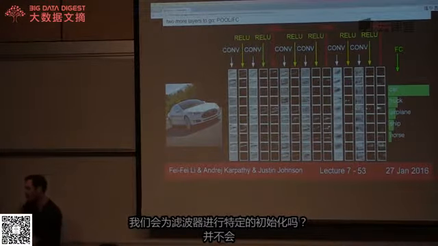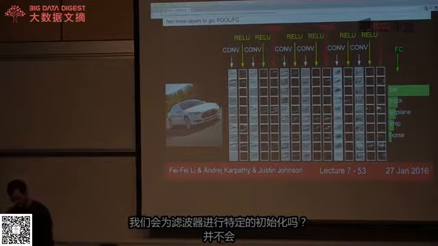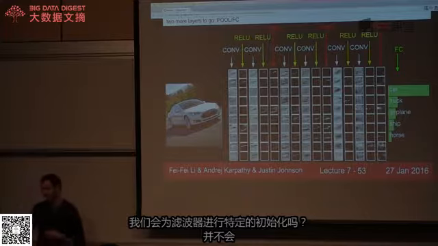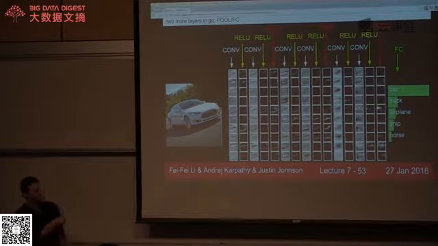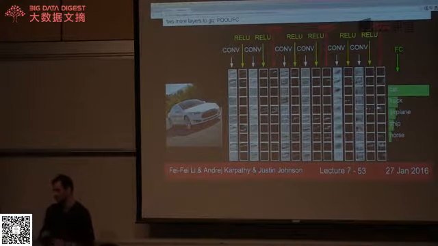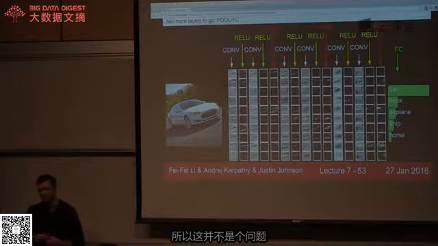Go ahead. Does it make sense to initialize filters with known kernels, like edge detection kernels? We don't. We just train it end to end. It's almost always these filters that have these edges. They pop out very clearly, so it's not really an issue.